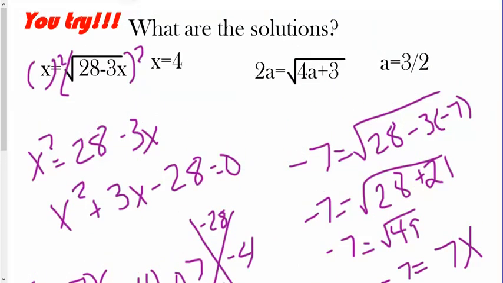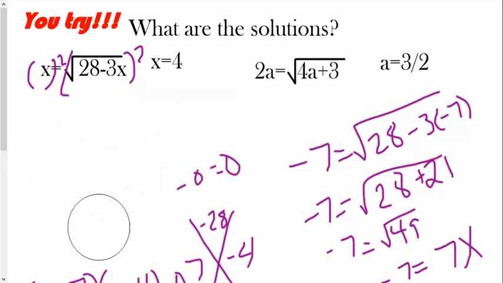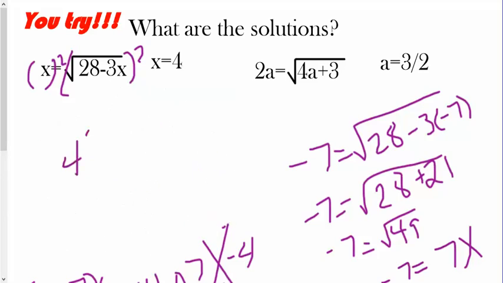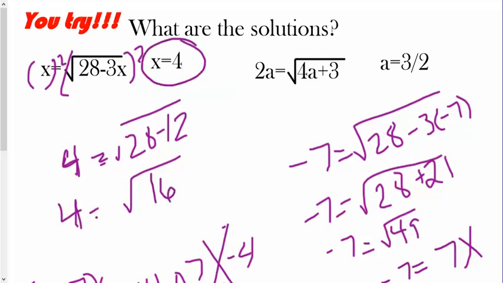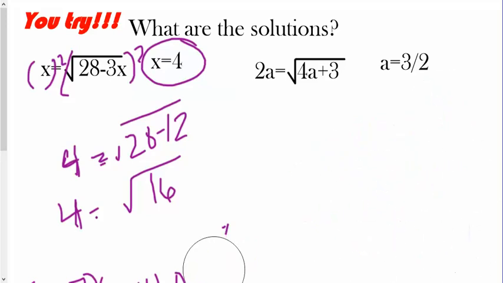Let us try the next one. Oh yeah, so then that would mean 4 equals the square root of 28 minus 12, which would be 16. Oh, sorry, not 4 squared, just 4. So 4 equals the square root of 16, which works. So I know that x equals 4 is my solution. Let's try the next one.